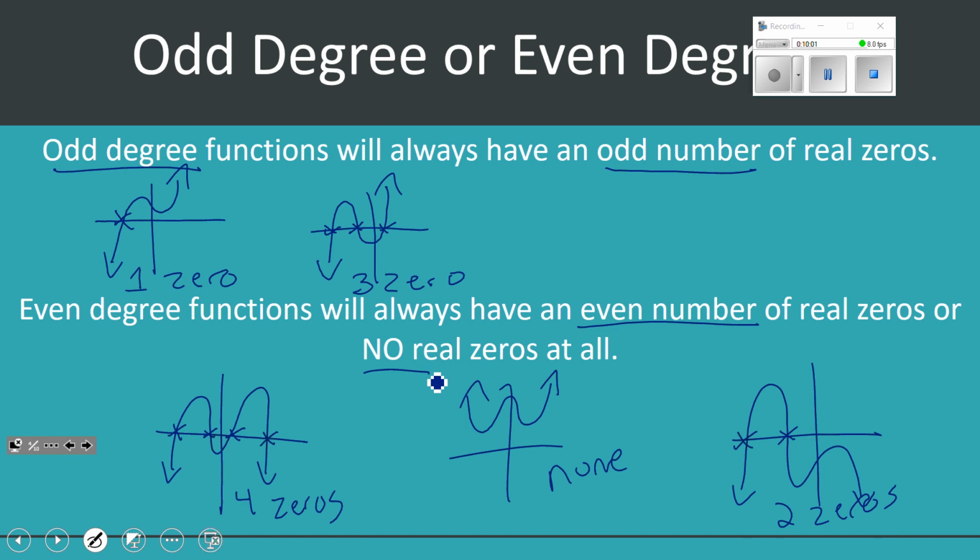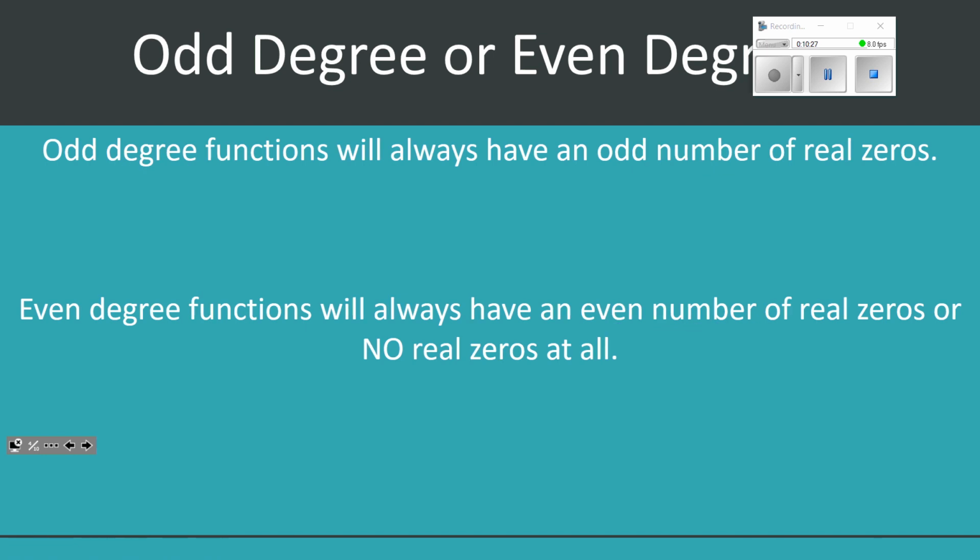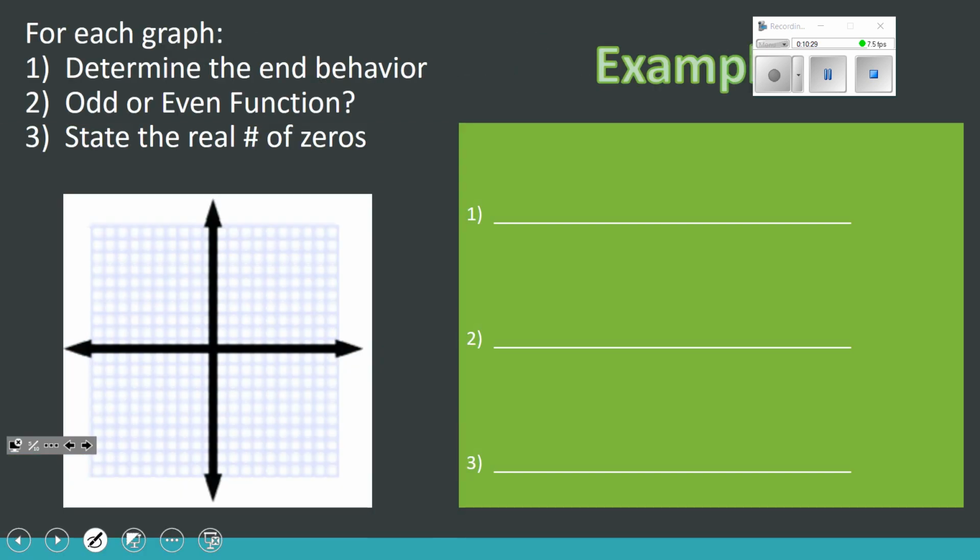It could, because we look at it with quadratic functions. But for today, when we're just looking at it in general, does that make sense? Even functions should have an even number of zeros or none. Okay, just in general with what we're looking at today.